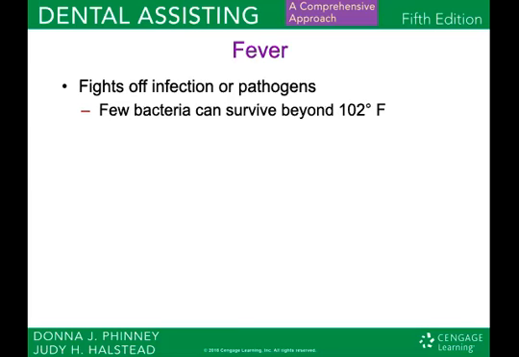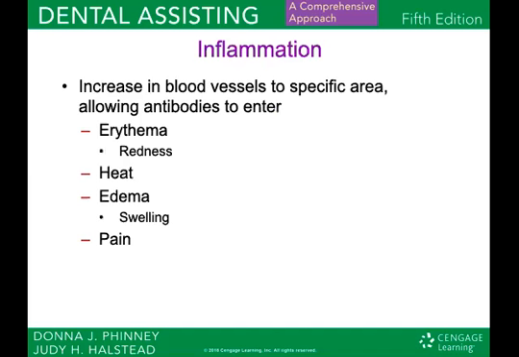A fever is a type of immune response that fights off infection or pathogen. That is because few bacteria can survive beyond 102 degrees Fahrenheit, which is usually considered a mid to high range fever. Inflammation is another response to infection in which there is an increase in blood vessels to the specific area that allows antibodies to enter. This is usually characterized by erythema, which is a redness of skin, and it usually produces heat and pain and swelling.